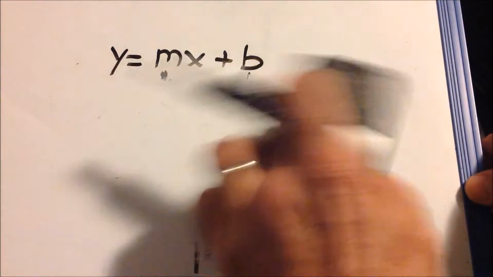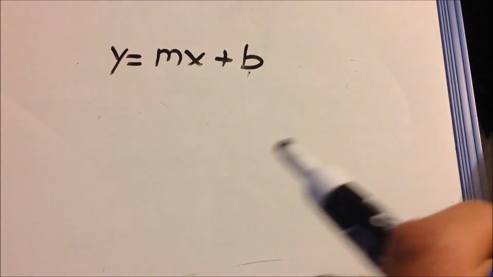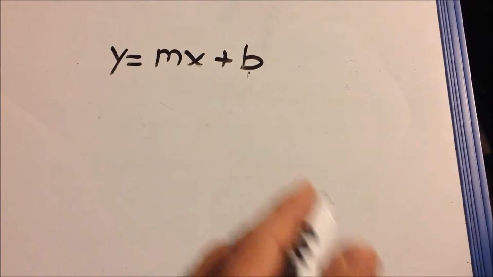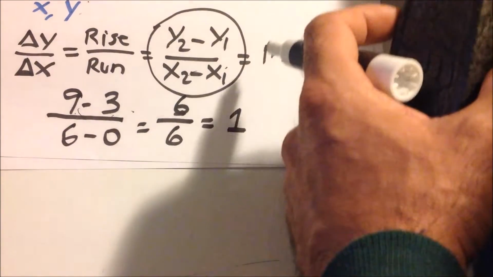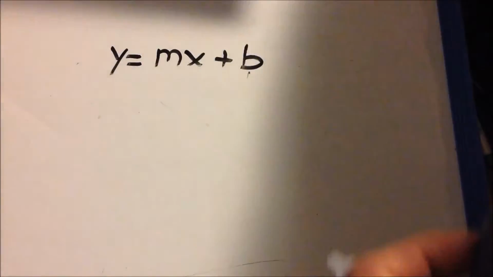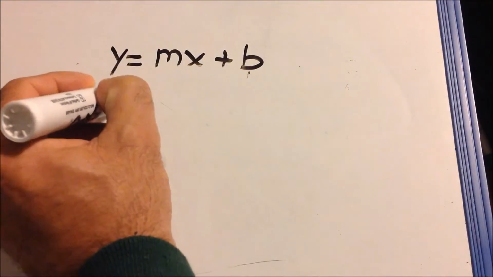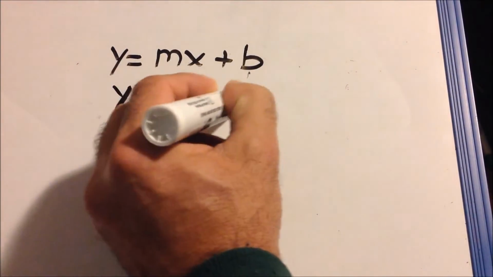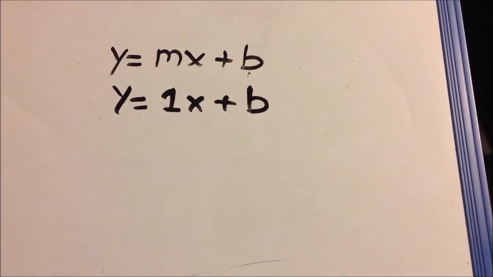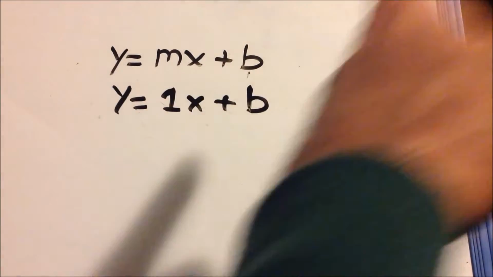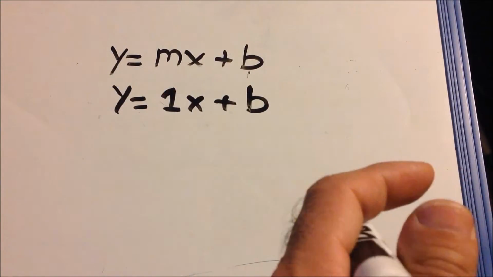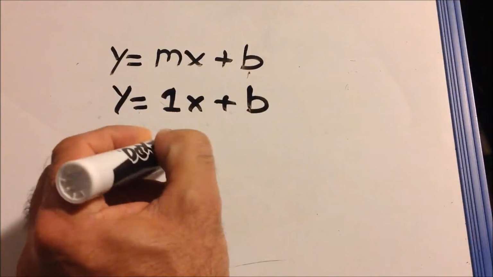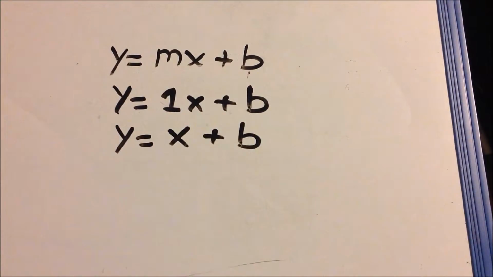So we have y equals mx plus b. That's our slope-intercept form. And from when we found the slope, m was 1. So now we know that y equals 1x plus b. We don't have to put a 1 next to the x, because 1 times any number is that same number. So 1 times x is just x. We could just write it like this, but if you want to put that 1 there, go ahead.